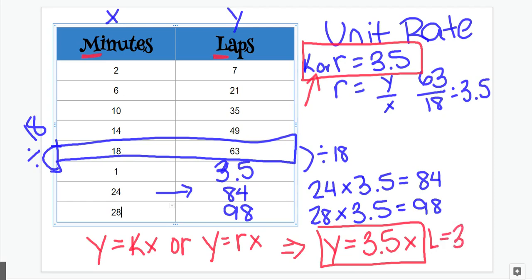equals 3.5 M. And I always like to label it with X and Y anyway, just so that I know which letter matches which one in my original equation.